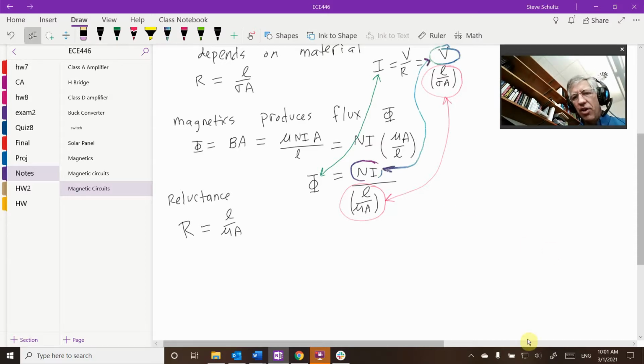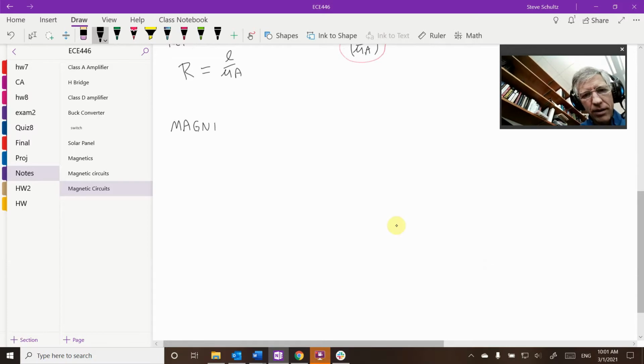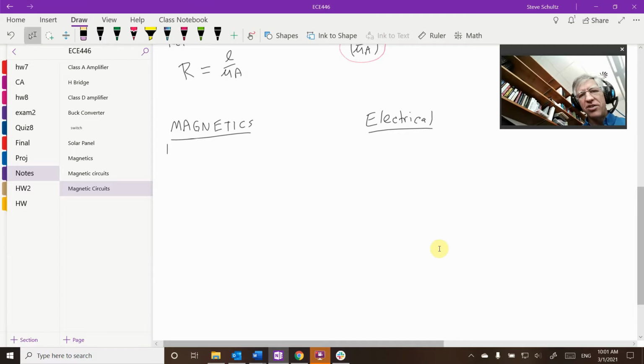Okay, so we have all these equivalents. This got a little bit messy, so let's write down all of our equivalents now. We're going to put our magnetics over here and our electric over here.